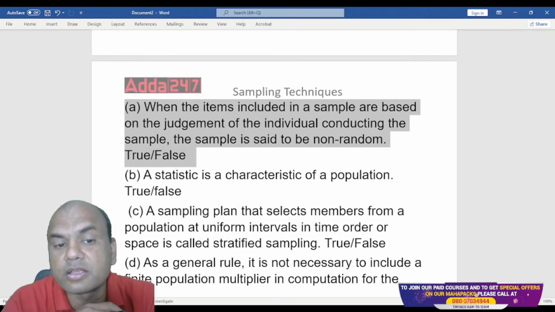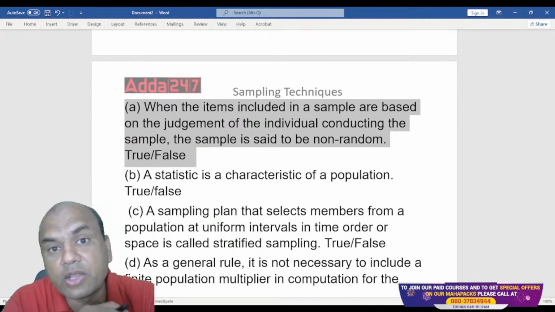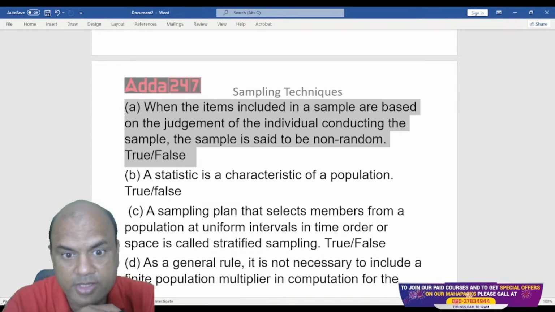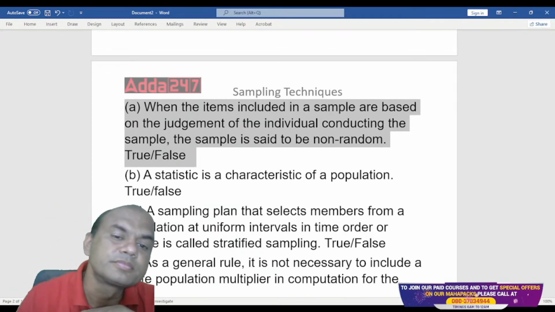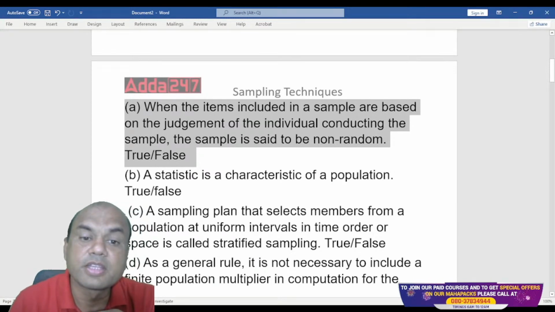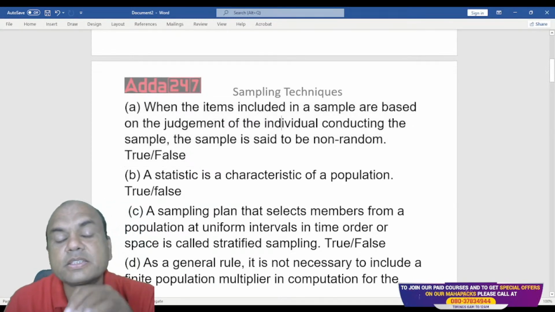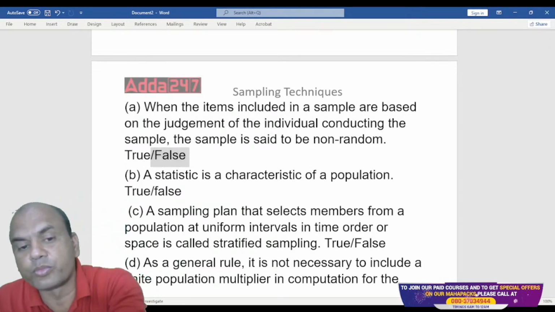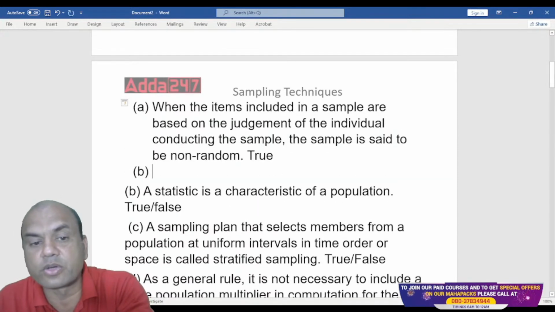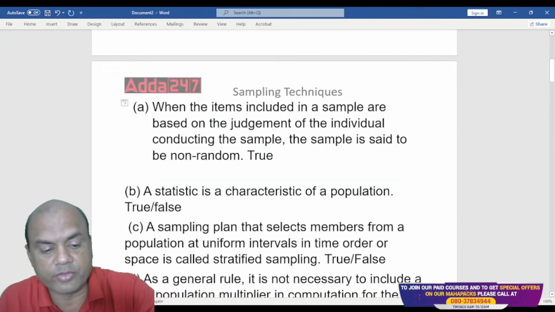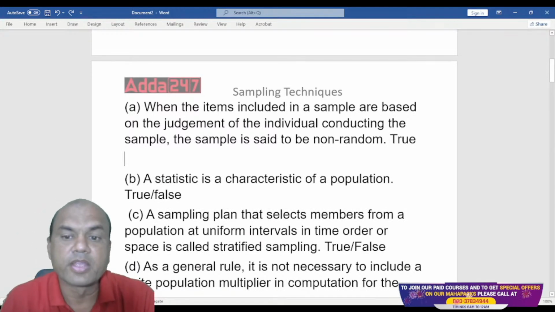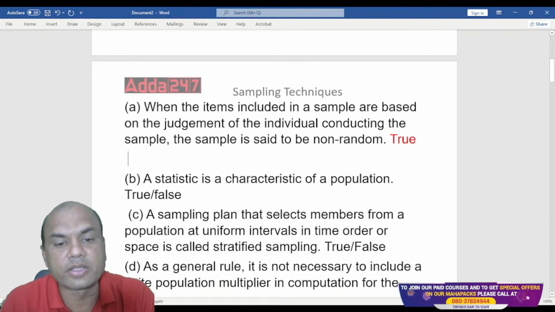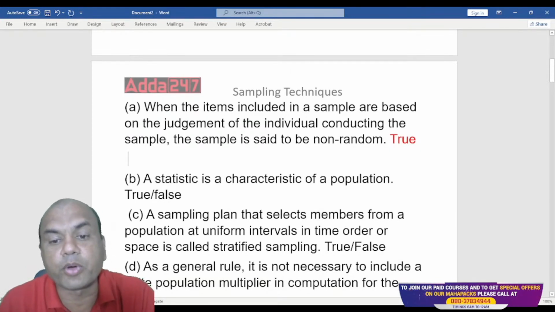Judgment of the individual conducting the sample. It is. Yes, it is. Correct. This is a type of non-probability sampling. So the answer for this is true, everyone. Let me mark it over here. True.